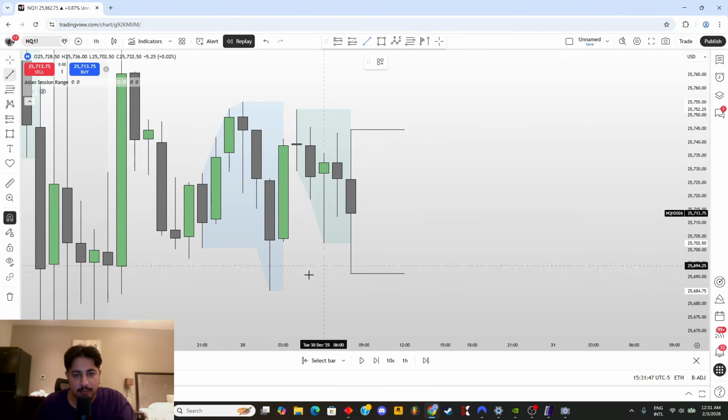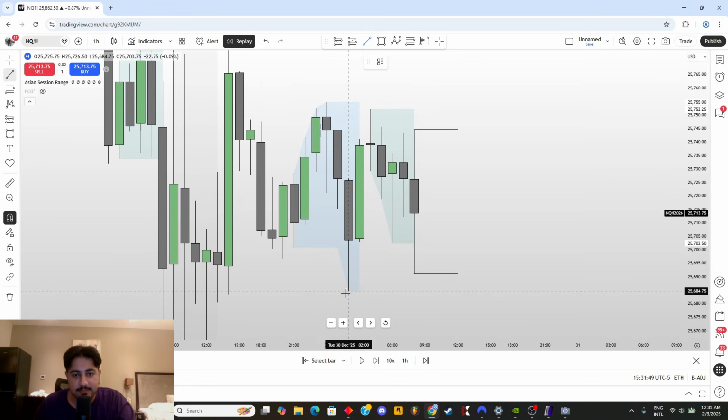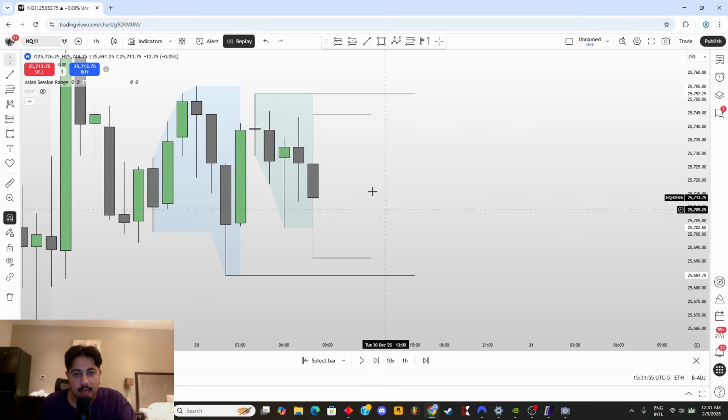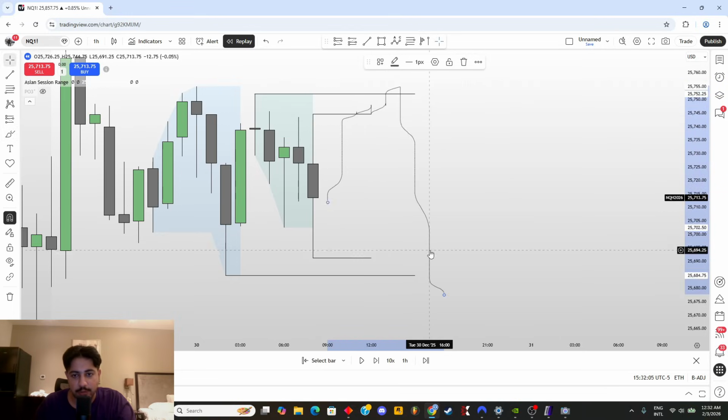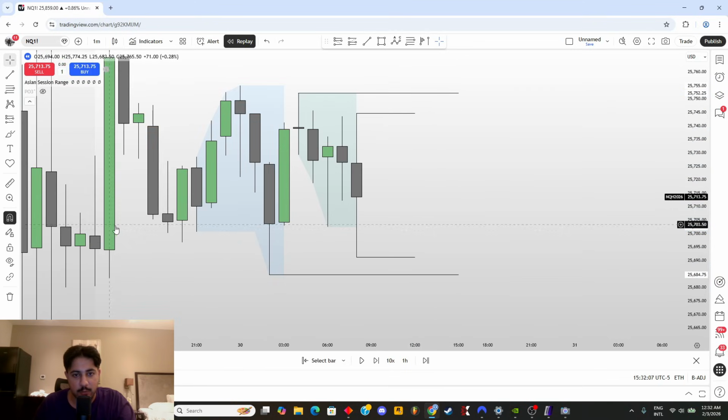And then you want to mark out the PD arrays like a swing low or swing high. So we have a swing low here and we have a swing high over here. So now I'm expecting either the price is going to take out the 8 a.m. low, take out this swing low and push higher, or it's going to take out the 8 a.m. high, take out this swing high and then push lower. So let's see what happens. Let's go down to the 1 minute time frame.